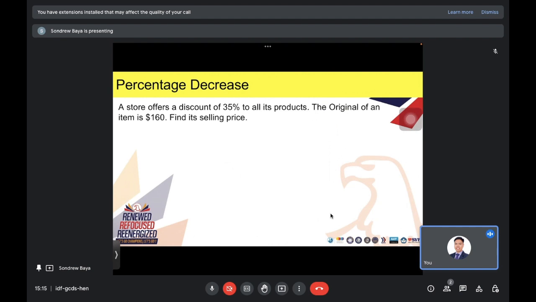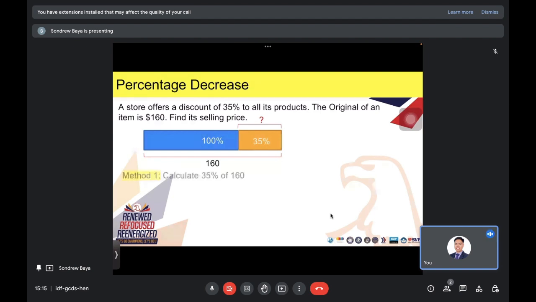So for you to understand further, let's take a look at it using figures. So we think of the original price, 100%, which is equal to 160. However, because of the discount, this original price would be reduced by a certain amount, which is equal to 35%, and by which we do not know how much yet. Okay, so in this case, we have two methods.